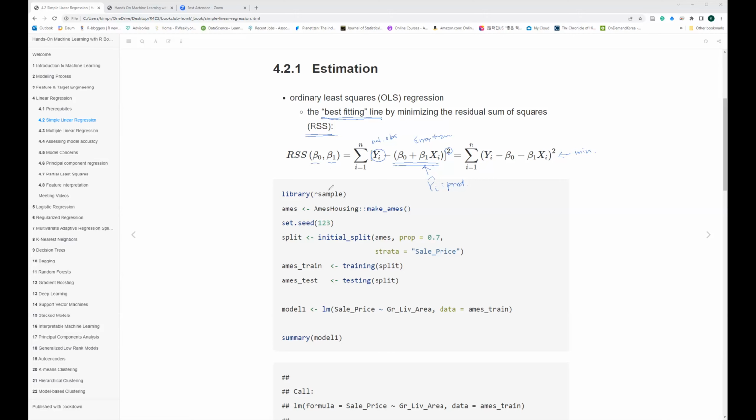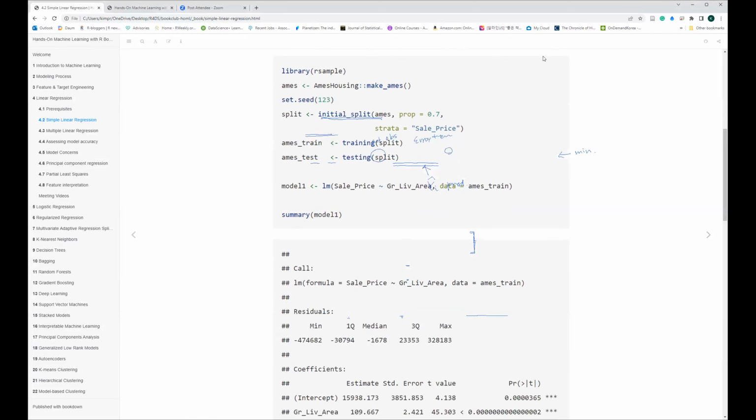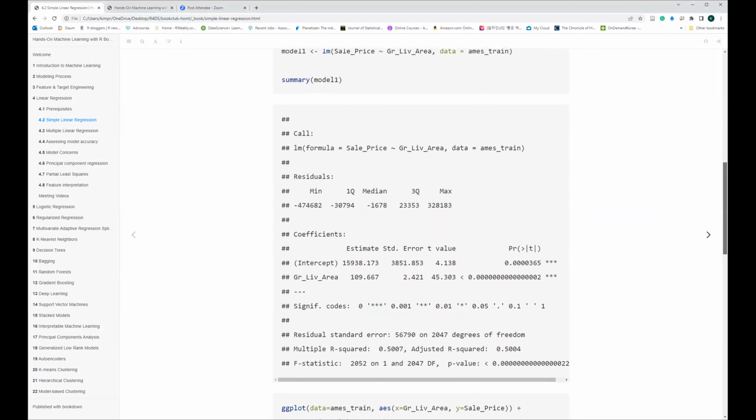In this example, we use the Ames housing data, and we can split the data set into training and testing data sets. Using the training data set, we can develop a single linear regression between the sales price as the outcome and the ground living area as the one critical independent variable, the predictor. When we summarize the model, we get these relationships.